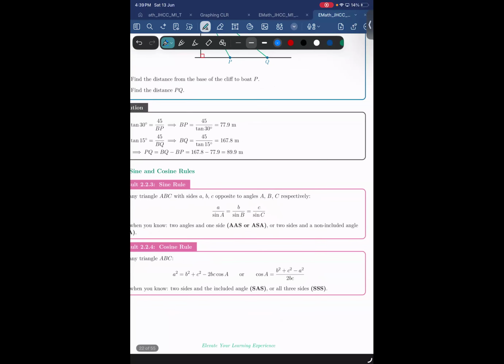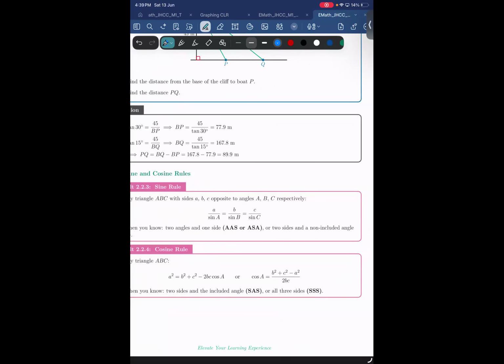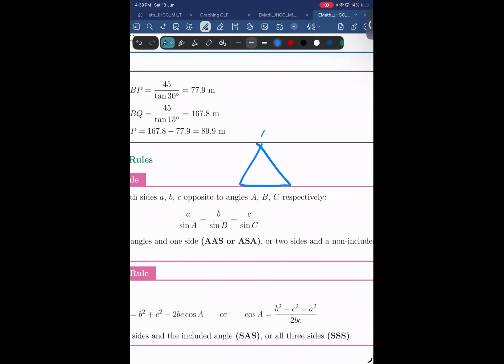Typically you use this when you know two sides and a non-included angle. What does this even look like? If this is triangle ABC, then this is angle B, this is angle A, this is angle C. This is a little diagram you can draw to help visualize it.